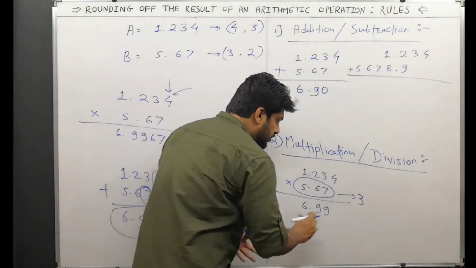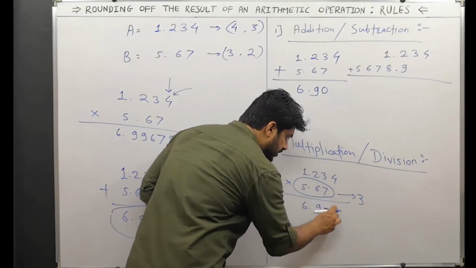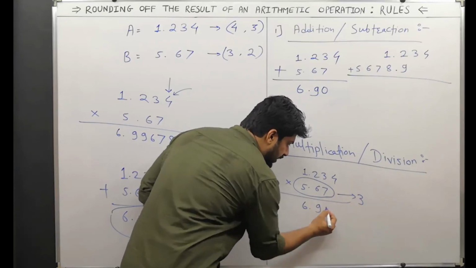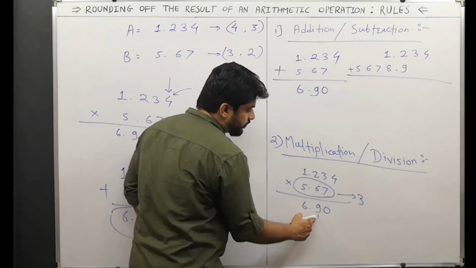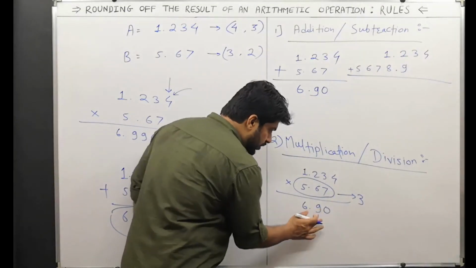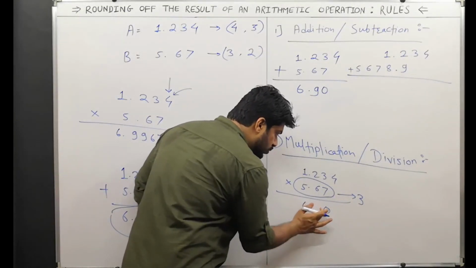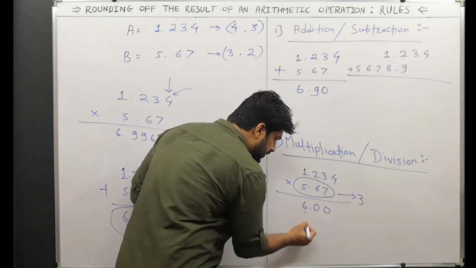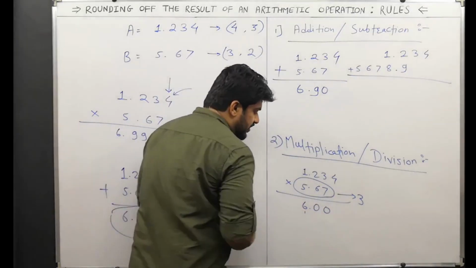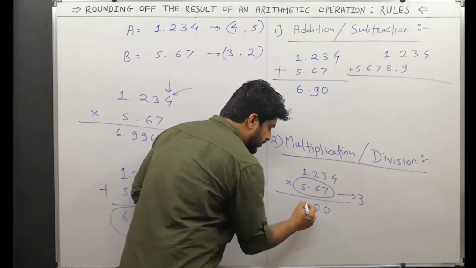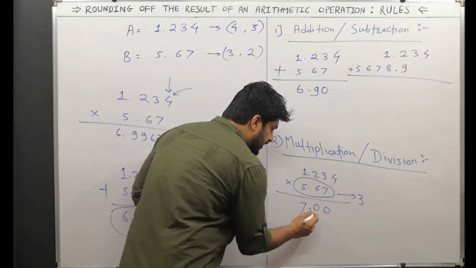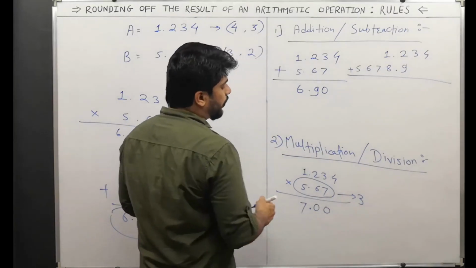So here we will have 0, and 1 will be carried forward. So 9 plus 1 will be again 10. So again we will have 0 over here, and 1 will be incremented. So 6 plus 1 will be 7. So that would be our final answer, 7.00.